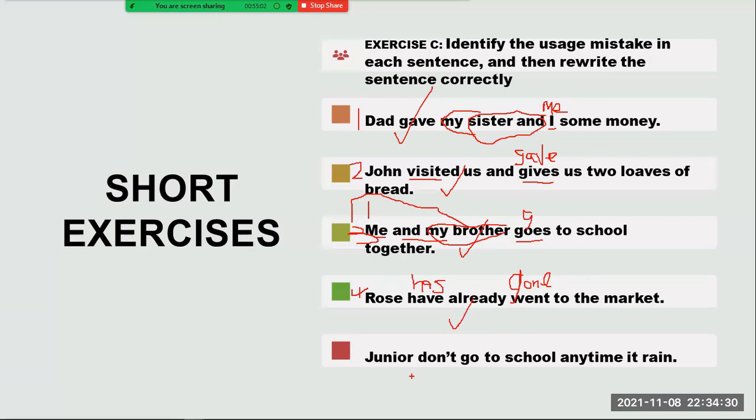Then the next one, Junior doesn't go to school anytime it rains. Please take note, this is just S. So tick it if you got it right.